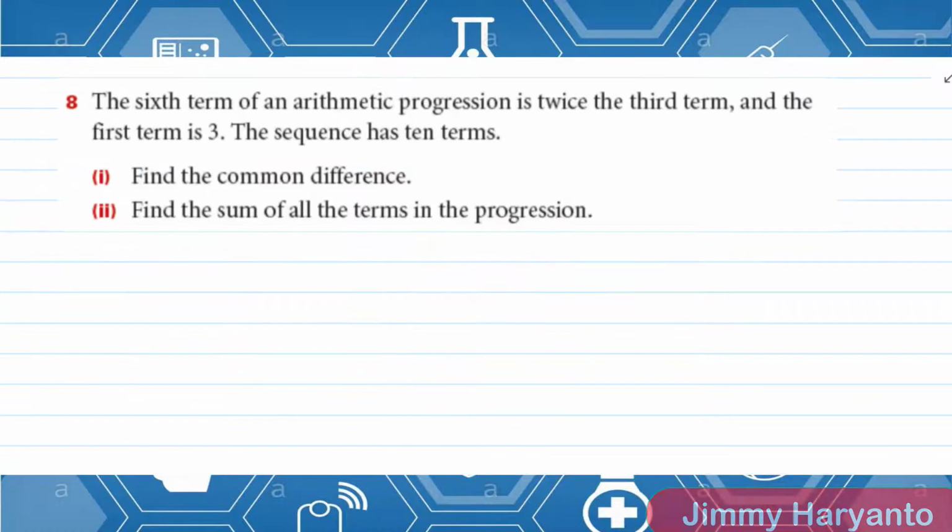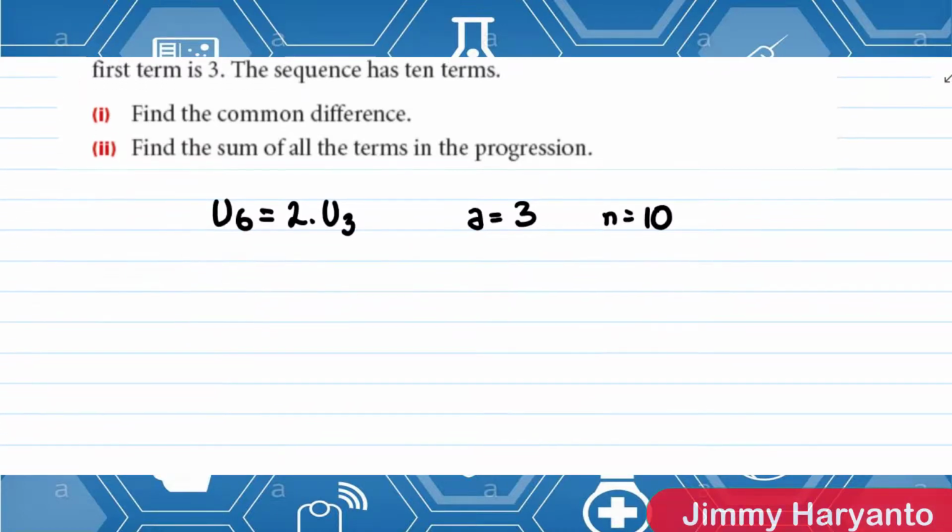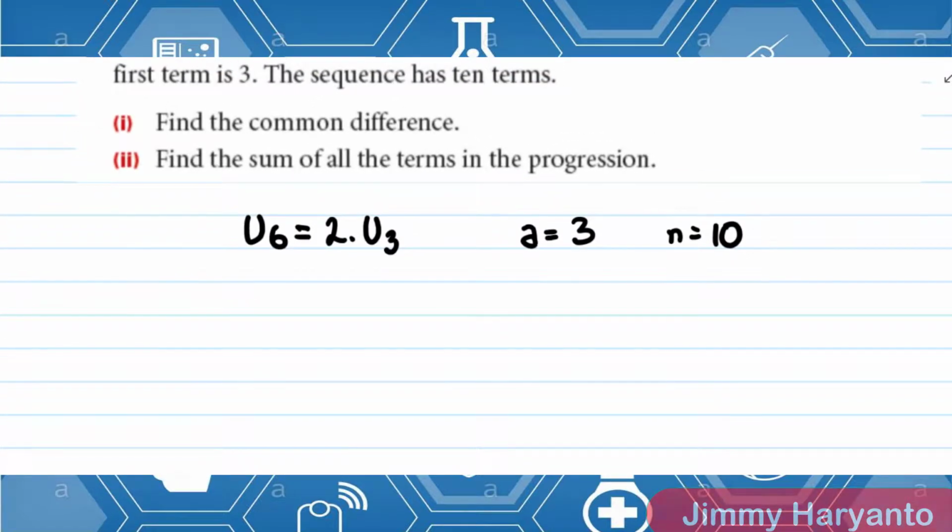Next, the sixth term of an arithmetic progression is twice the third term. So I can write U6 equals 2 times the third term U3. So U6 equals 2 times U3, and the first term, a, is 3. The sequence has 10 terms, so n equals 10. Okay, let's start from U6 equals 2 times U3.